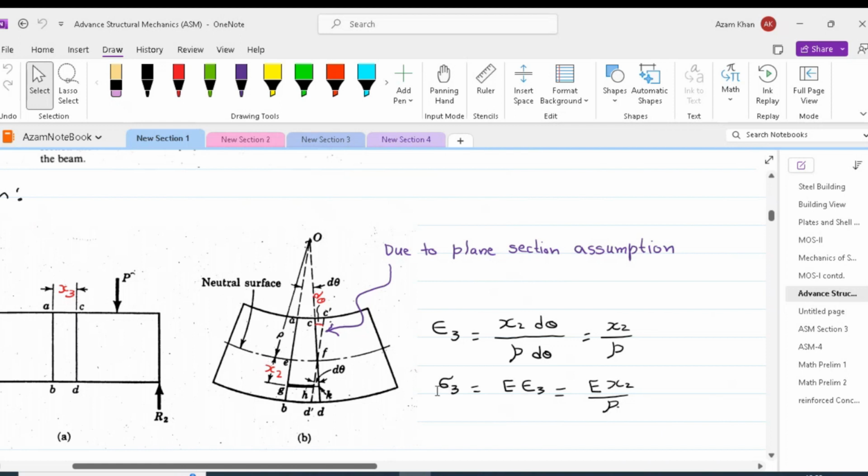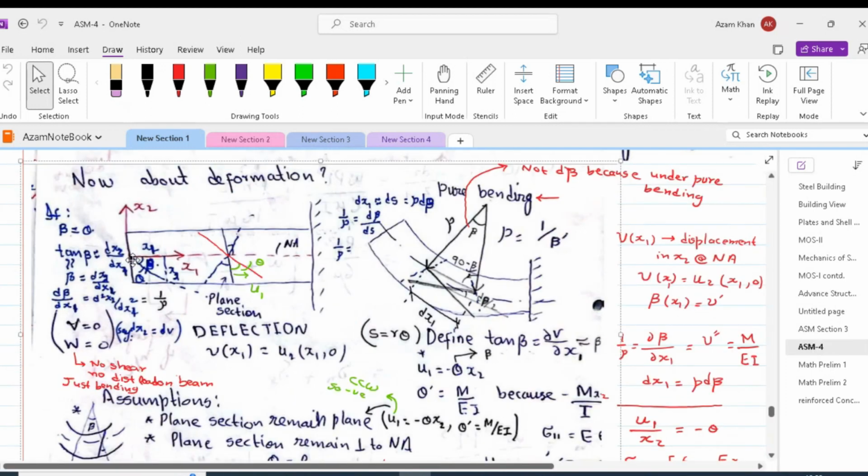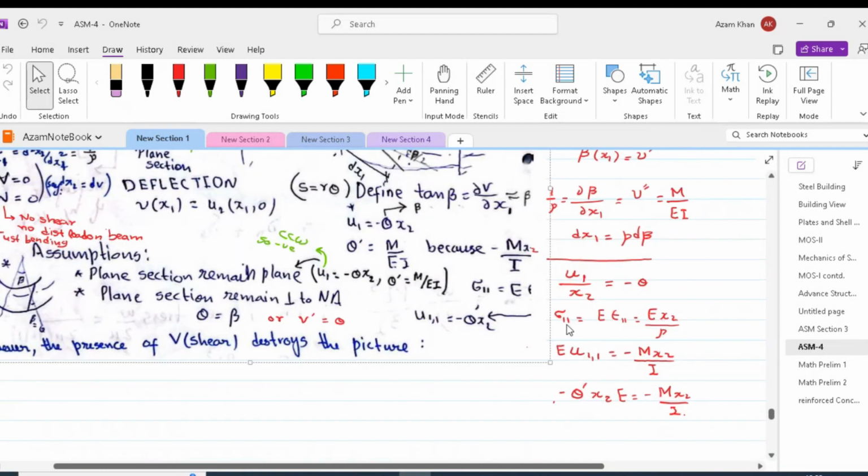Please note that x3 in this case is taken in the longitudinal direction. However, in here we are taking x1 in the longitudinal direction of the beam. Therefore, we can write, as per the Euler beam theory, sigma 11 is equal to minus Mx2 over I. Plugging the values of u1,1 as per this expression, we would get E times minus theta prime x2 is equal to minus Mx2 over I. Thus, we would get theta prime is equal to M over EI.